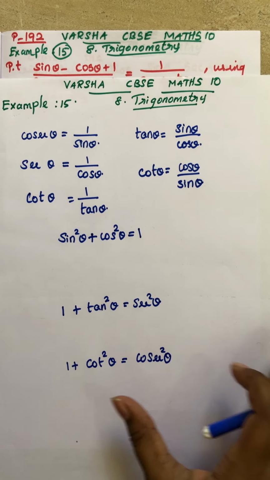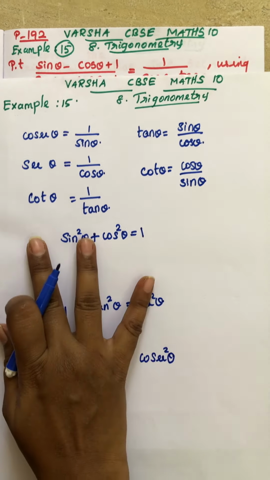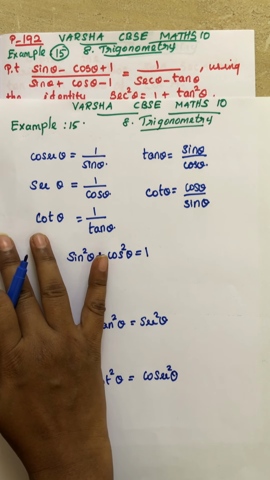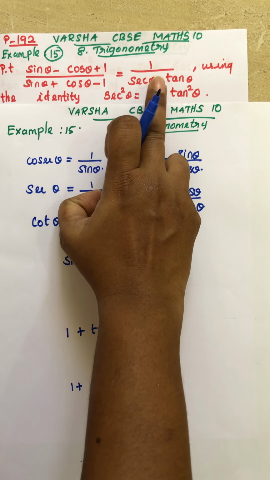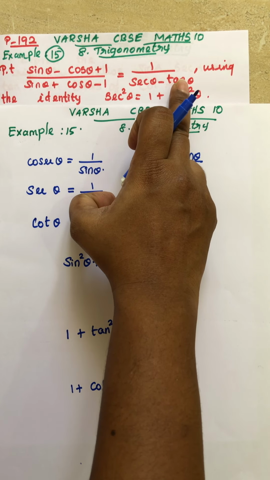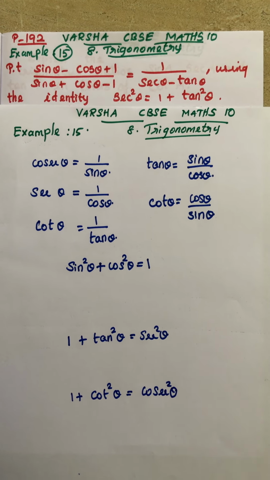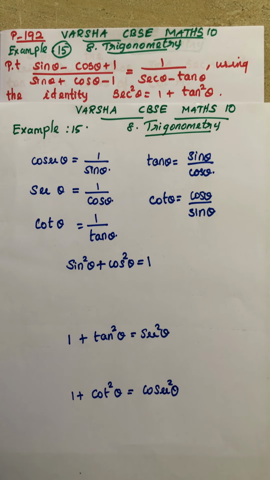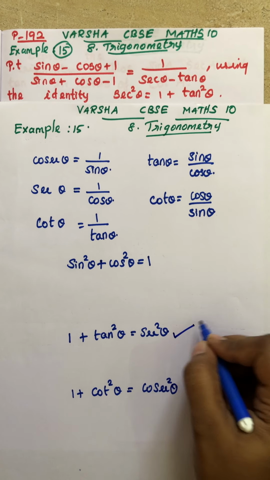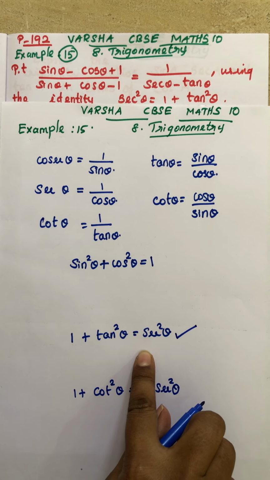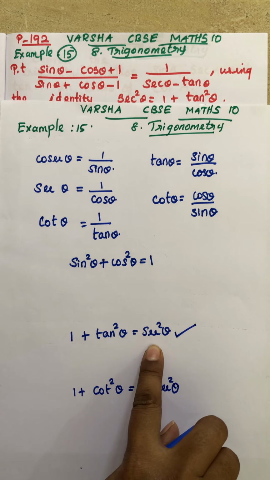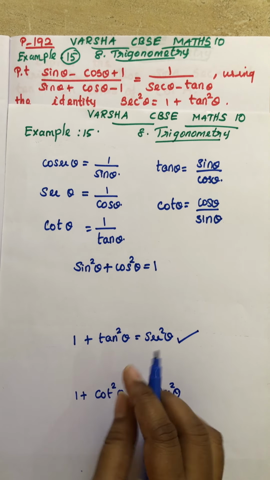So you have studied about three identities. Our question is, you have to derive the answer in secant and tan. So which identity are we going to use? Which is the perfect one for this sum? This one, because this identity has tan and secant square theta. So this is the perfect identity.